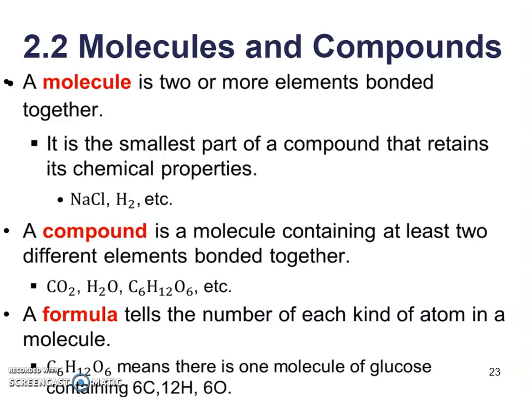A formula tells you the number of each kind of atom in that molecule. So C6H12O6 is glucose, and that tells me that there are 6 carbon atoms, 12 hydrogen atoms, and 6 oxygen atoms in that single molecule.